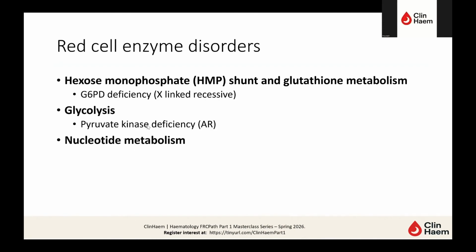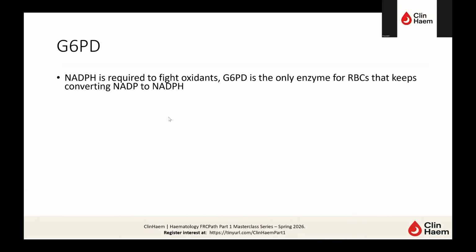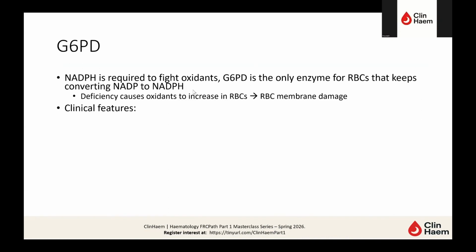Quickly going to the enzyme problems. There are three important enzymes, the most important being G6PD. Pyruvate kinase is the other one, and then the nucleotide problem. In the exam, they're likely to ask you about the first two. G6PD, as you know, is required to keep a store of NADPH, which is required to fight oxidants. If it's not there, oxidant-related damage will cause hemolysis of the red cells because it's going to denature hemoglobin and the red blood cell membrane, causing intravascular hemolysis plus or minus in the spleen.